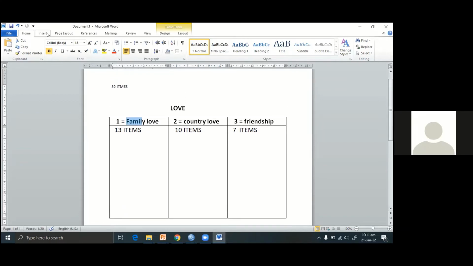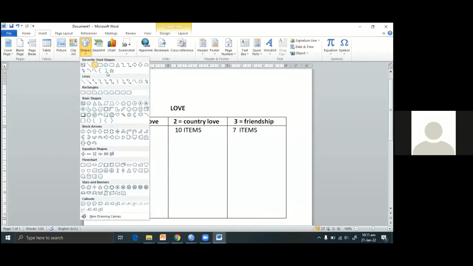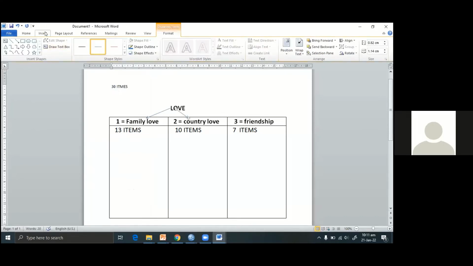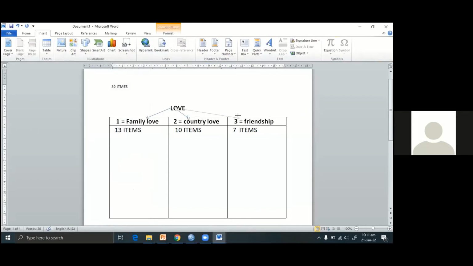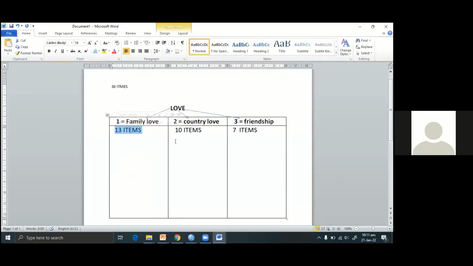So here, what we did, we developed three sub-factors of love itself. It means we explored three other variables, or three dimensions or three components of love itself. So whenever we measure love, we can measure it based on these 13 items, which will specifically measure family love, that will be country love, and this will be friendship love. So this is the overall ultimate purpose of exploratory factor analysis.